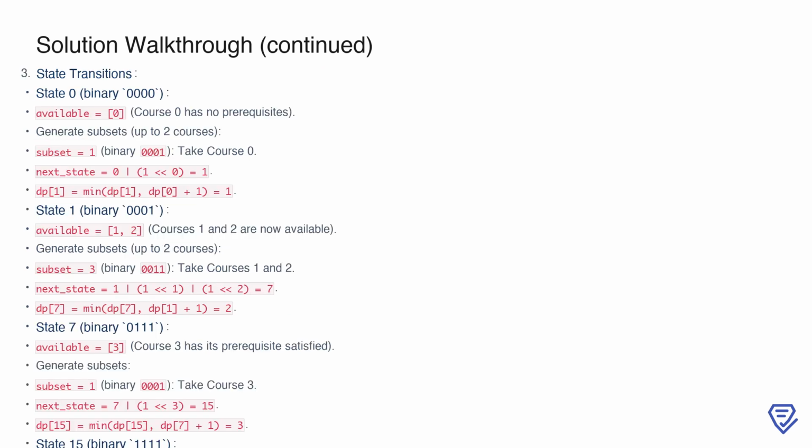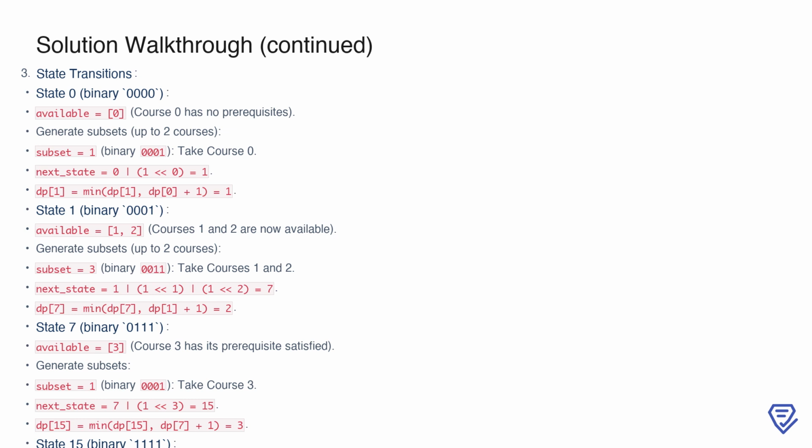For state transitions, we begin with state 0, where no courses are completed. In this state, only course 0 is available, as it has no prerequisites. Taking course 0 corresponds to the subset 1 in binary, resulting in a next_state where only course 0 is completed. We update DP[1] to 1 semester.